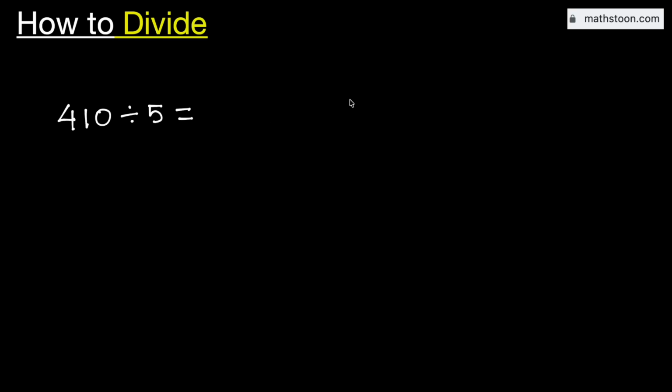Let's learn how to divide the number 410 by 5 using the long division method. Consider the first digit 4. It is less than 5. That is why we will consider the first two digits. That is the number 41.